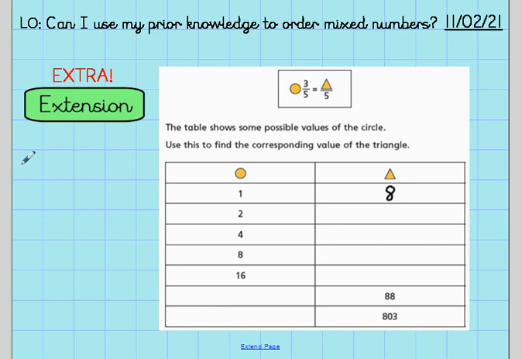Okay, so a couple of extensions for you to have a play around with today. Don't do them if you're finding the first part still tricky. That's absolutely fine. Okay, I look forward to seeing your work in on Class Dojo.